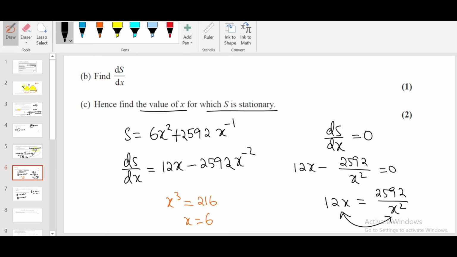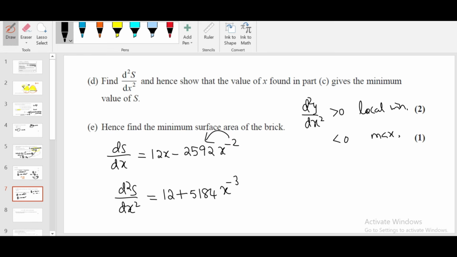Now the value we got from the previous part is x is equal to 6. So sub in here x is equal to 6. d square s by dx square, when x is equal to 6, is 12 plus 5184 over 6 cube. We don't need the value, we just need to know whether it's positive or negative. Definitely it's positive.